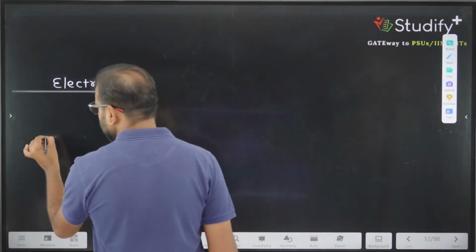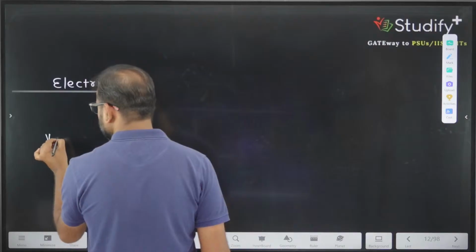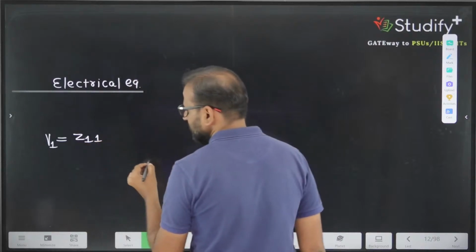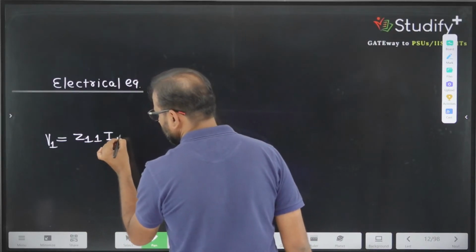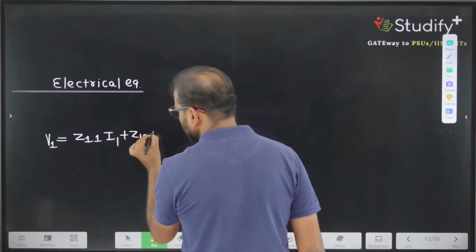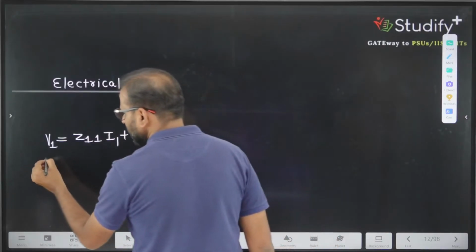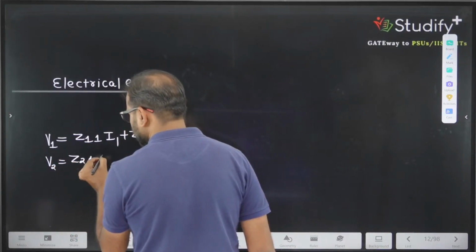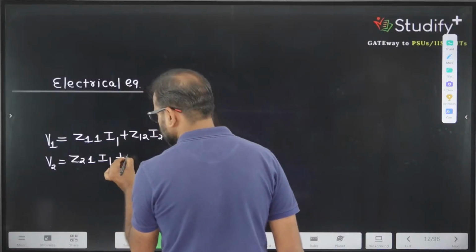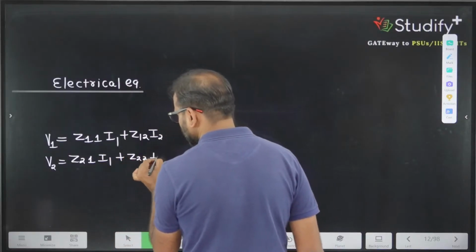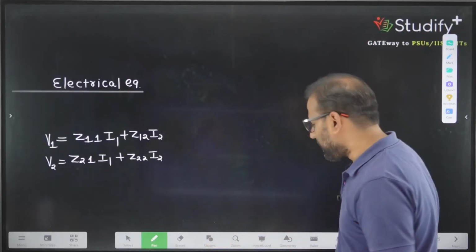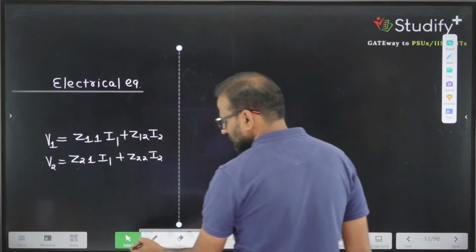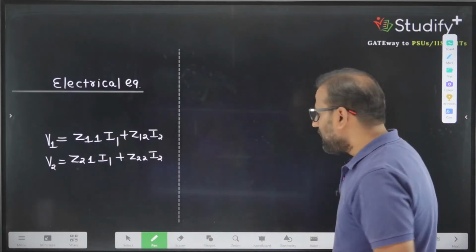So what equations are we having? The equations we are having are V1 equals Z11 I1 plus Z12 I2, and the second equation we are having is V2 equals Z21 I1 plus Z22 I2. These are the equations we are having. If these are the equations, can I say we are having two ports.